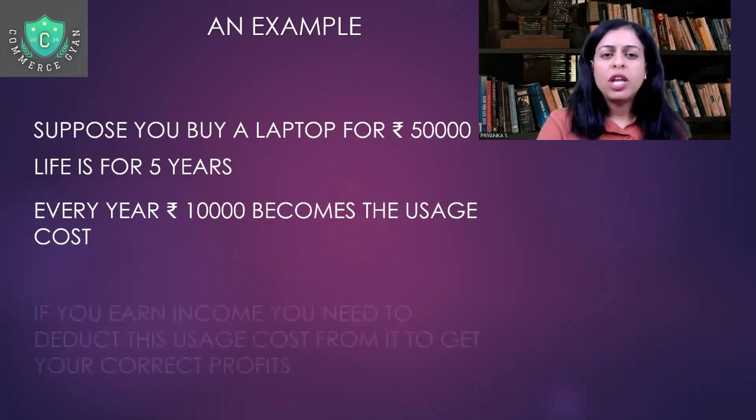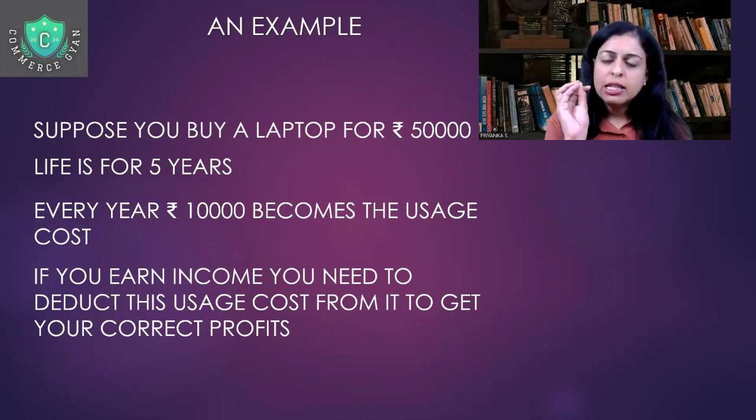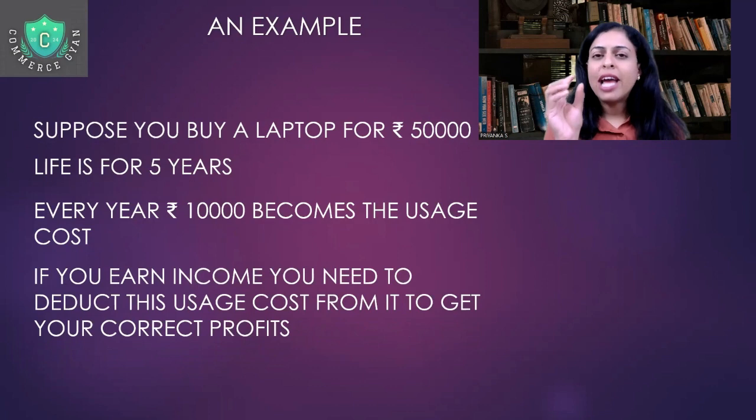So what do I do then? If you earn an income, you need to deduct this usage charge every year to get the correct value of profits. Have you understood this? So what you're doing, you're taking the income of that particular year and saying, okay, for this income to be earned, I used my laptop to the extent of 10,000. Got it? So this is the correct way of showing your profits.